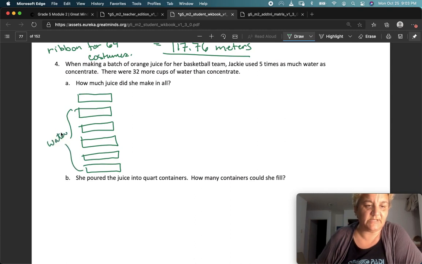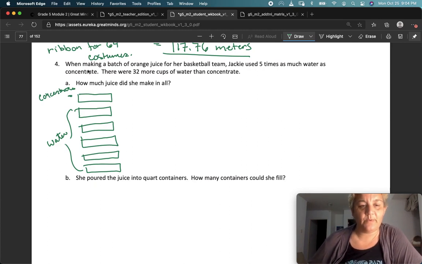Do you know what concentrate is? We haven't gotten that far in science class yet, but a concentrate is like those lemonade packs or a hot chocolate pack, right? Concentrate. When we get to science, we'll talk about concentrates.